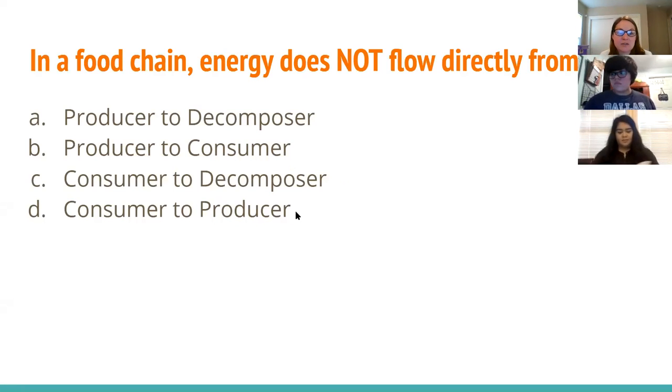All right, so this is the first question. In a food chain, energy does not flow directly from. And again, it's okay if you don't know these terms. If you don't, just keep in mind what you want to learn during this lesson today, okay? And when you're ready to move on to the next question, you can put your thumbs up.